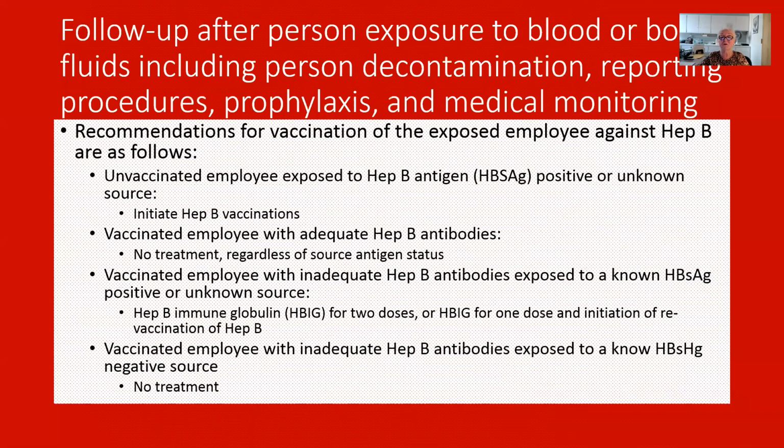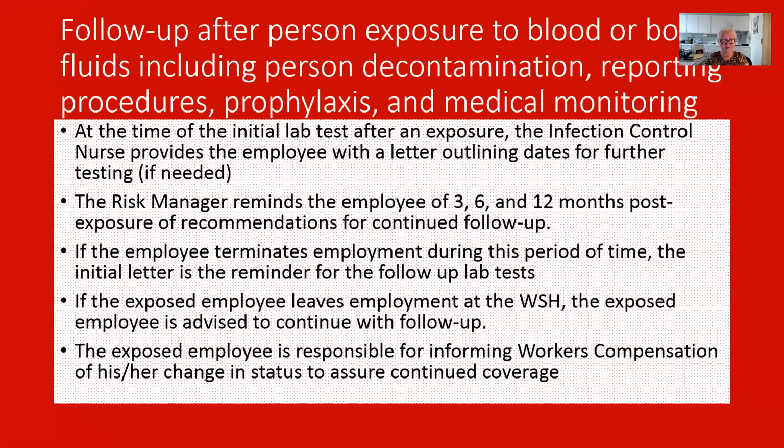Vaccinated employee with inadequate Hep B antibodies exposed to known HBsAg positive or unknown source: Hep B immune globulin for 2 doses, or HBIG for 1 dose and initiation of revaccination of Hep B. Vaccinated employee with inadequate Hep B antibodies exposed to a known HBsAg negative source: no treatment. At the time of the initial lab test after exposure, the infection control nurse provides the employee with a letter outlining dates for further testing if needed.